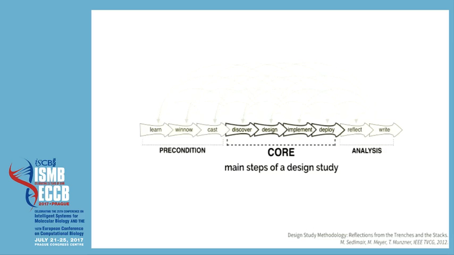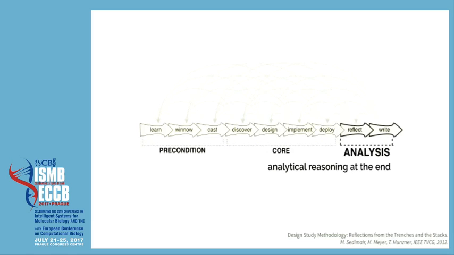The middle stages are what we call core, and these are really the main stages of a design study. And this is about going off and truly understanding the needs of the scientists you're working with, doing rapid prototyping, considering many ideas, implementing those ideas, and deploying them in the wild. And finally, at the end is the analysis stages, and this is really where we as researchers do our analytical reasoning. This is where we try to think about the lessons we've learned and the ways in which our work can generalize.